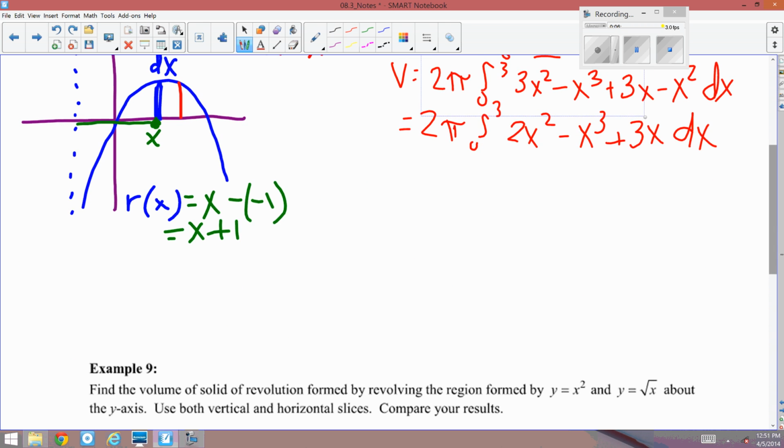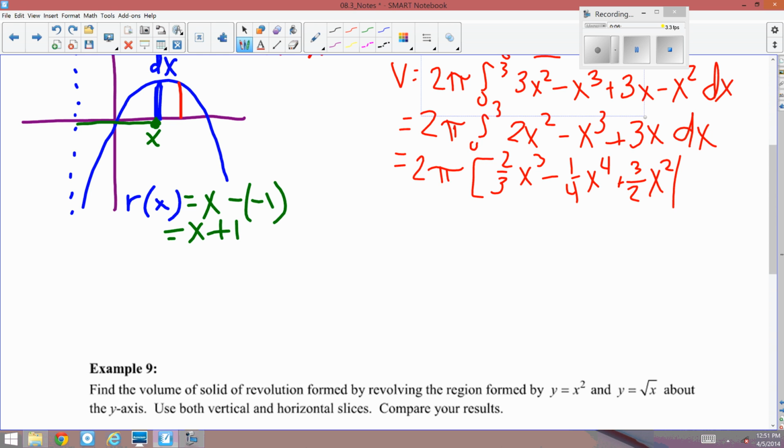Once you integrate, add 1 to the power, divide by the new power. 2/3 x cubed minus 1/4 x to the 4th plus 3/2 x squared, evaluated from 0 to 3. Alright, I think I got it all right. 2 pi.